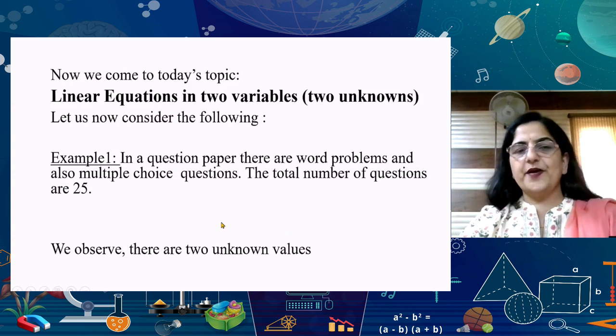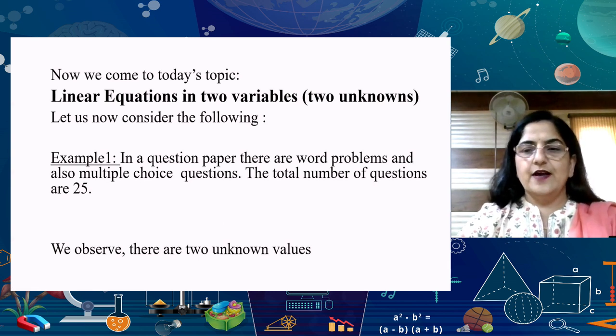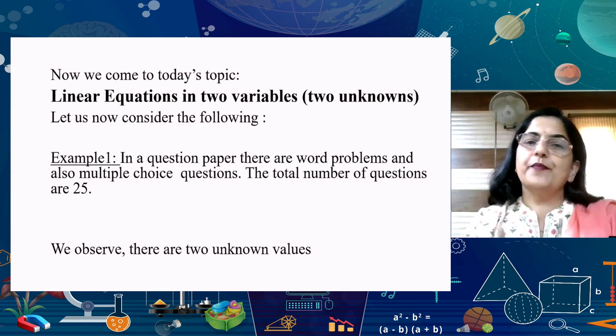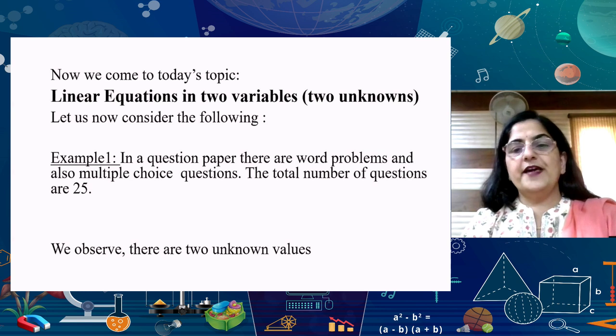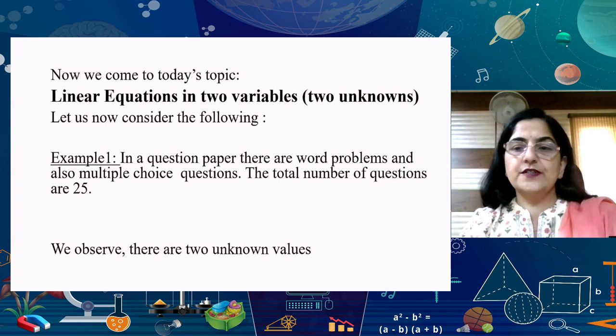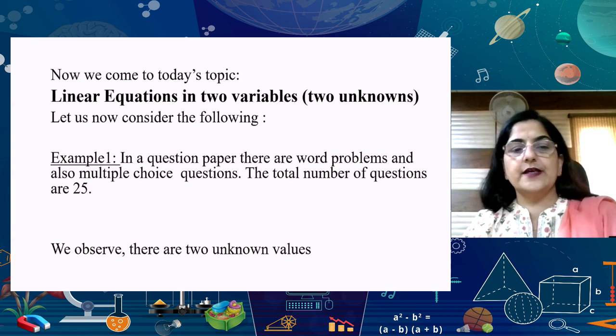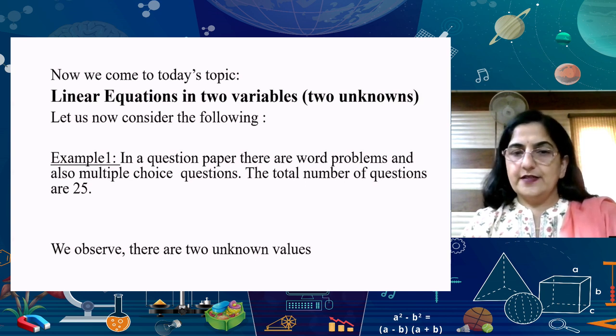So now we come to today's topic, that is linear equations in two variables. Again, we will take a few examples. Linear equation in two variables means two unknowns. Let's consider an example. We have a question paper with word problems and multiple choice questions also, and the total number of questions is 25. So there are two unknown values. We do not know how many word problems there are, and we do not know how many multiple choice questions there are, but we know the total is 25. So how do we represent it as an equation?